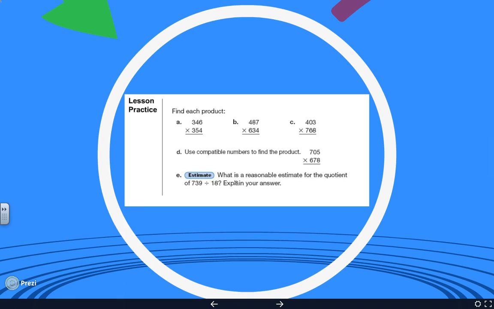And same thing for letter E. What is a reasonable answer for the estimate quotient of 739 divided by 18? The key thing here is that you have to explain how you got your answer and why it's reasonable.